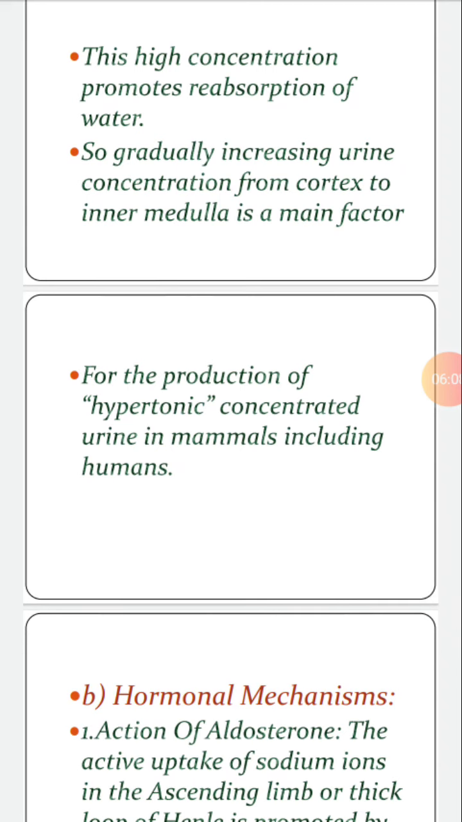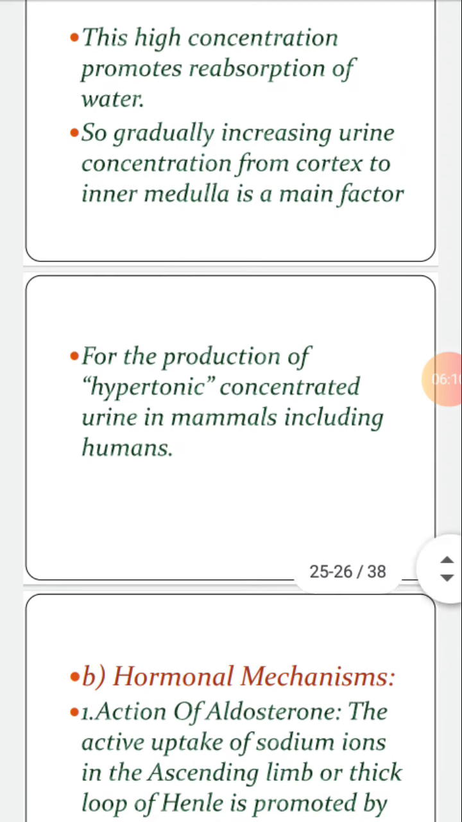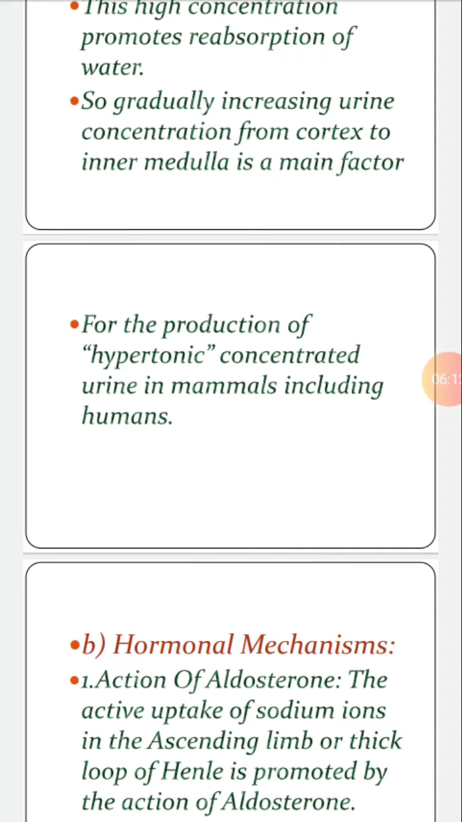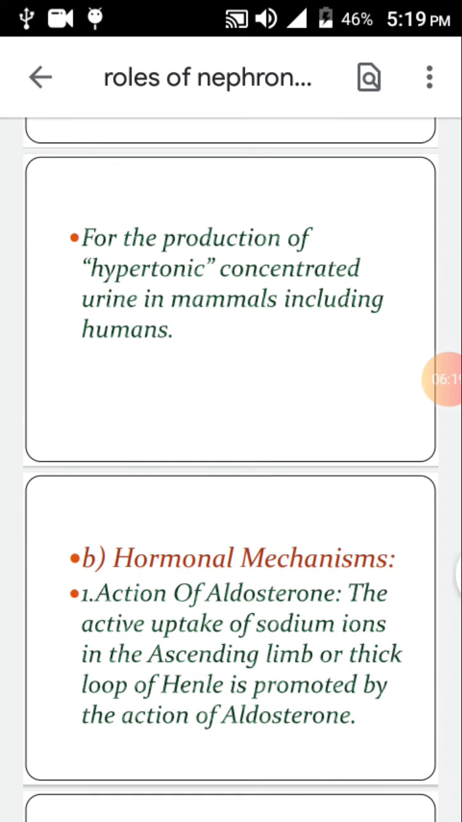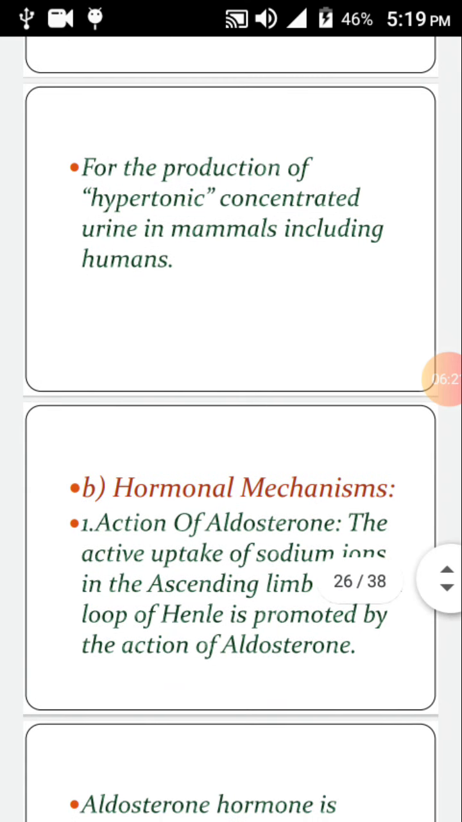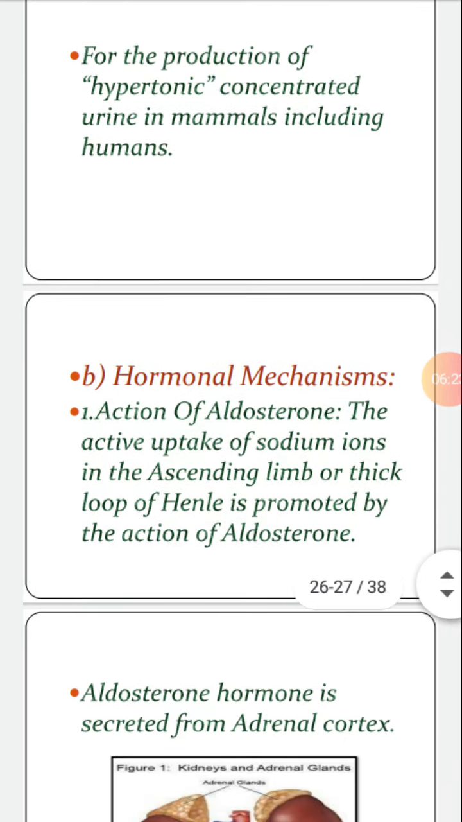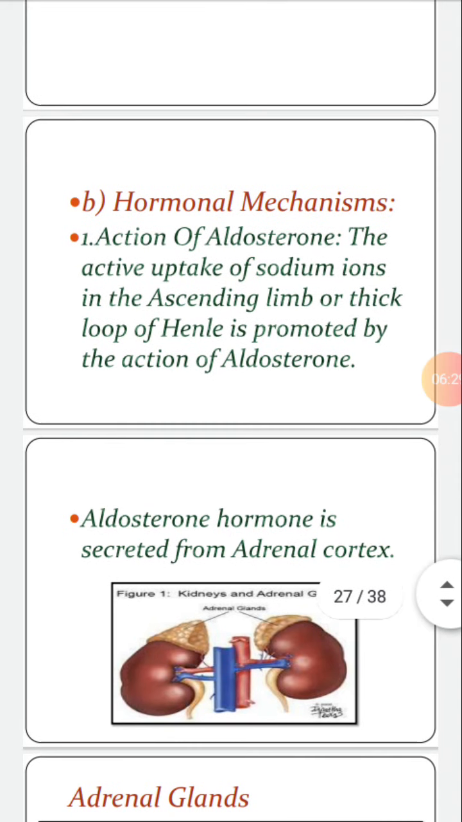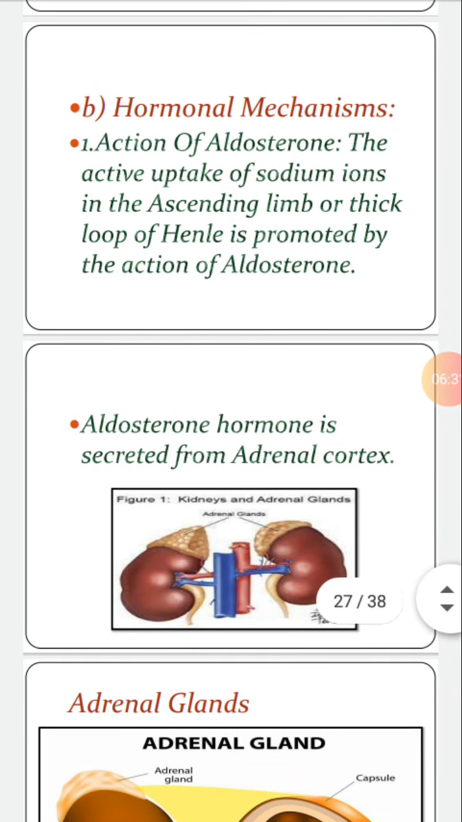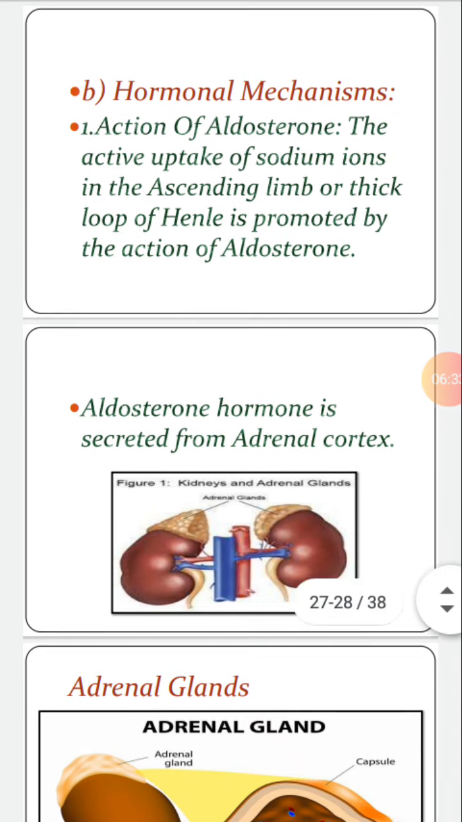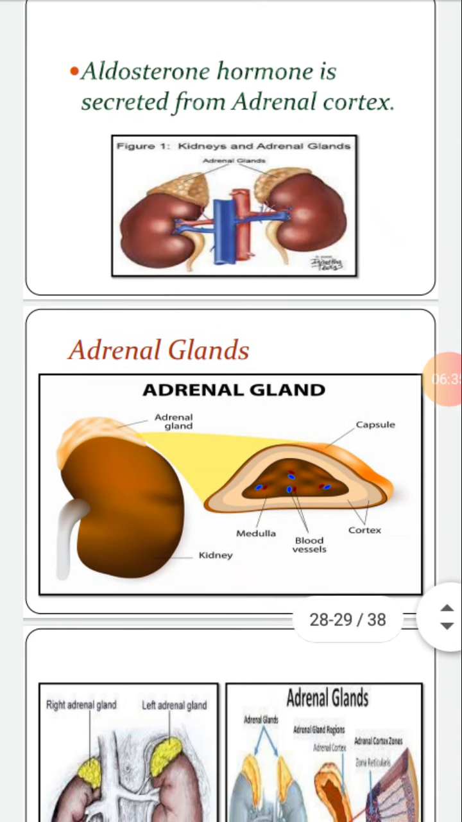Hormonal mechanisms, like which hormones are involved: action of aldosterone. Active uptake of sodium ions in the ascending limb or thick loop of Henle is promoted by the action of aldosterone hormone. From where is it secreted? It is secreted from the adrenal cortex. You can see in the picture kidneys and adrenal glands on the top.